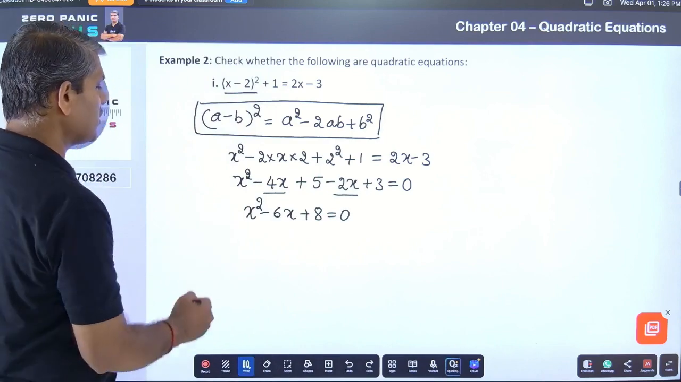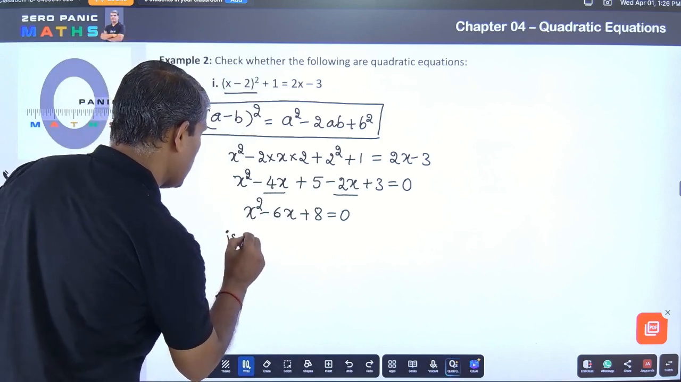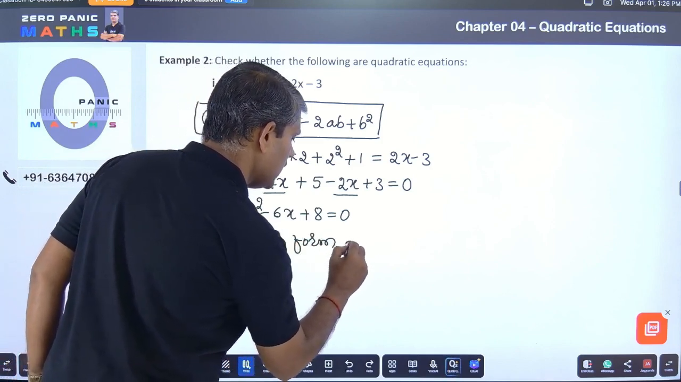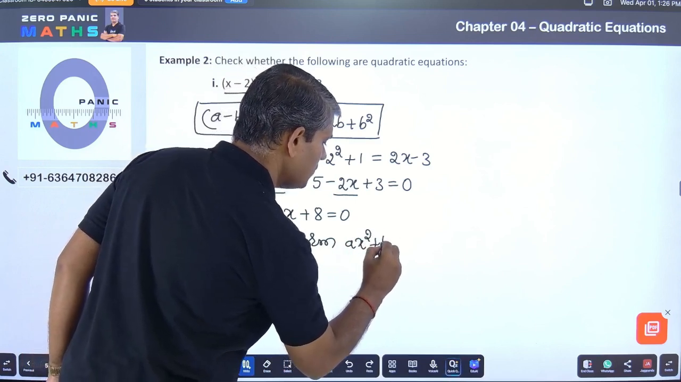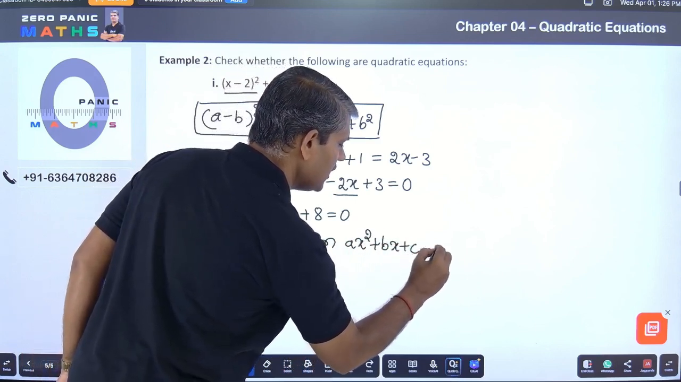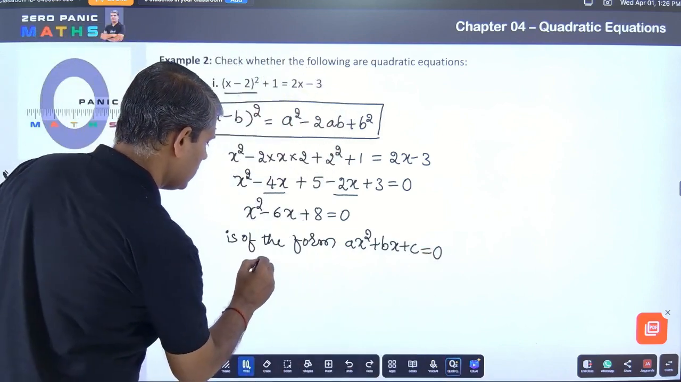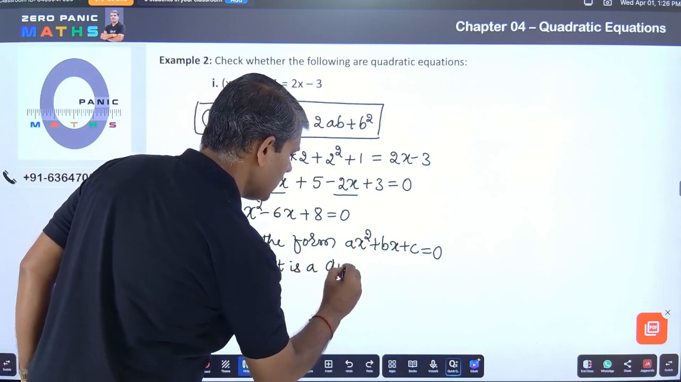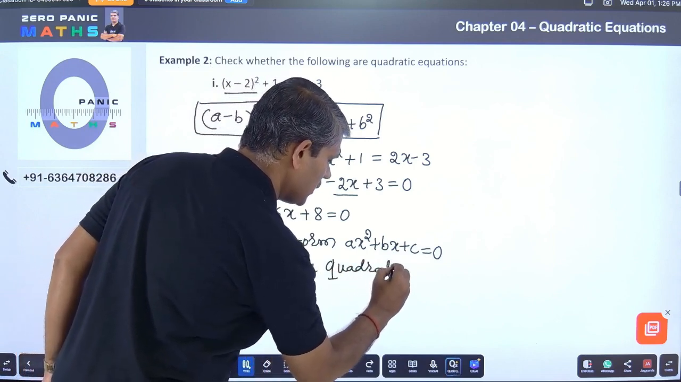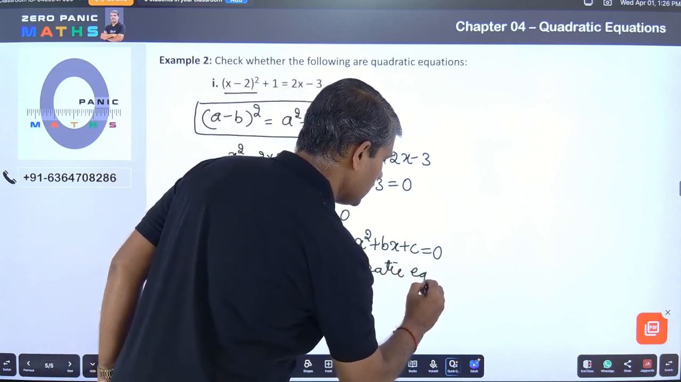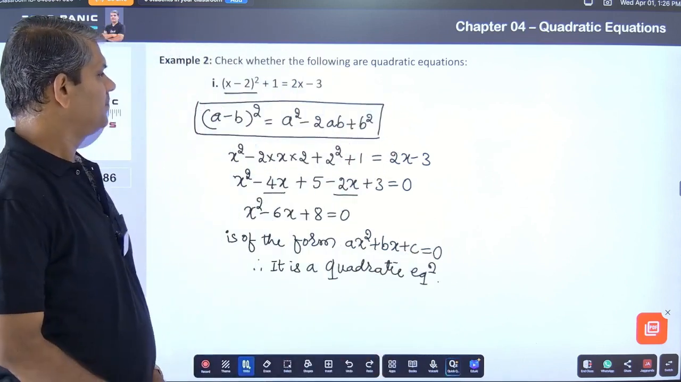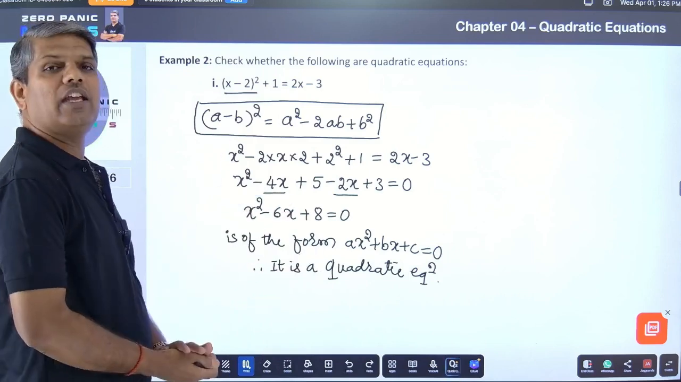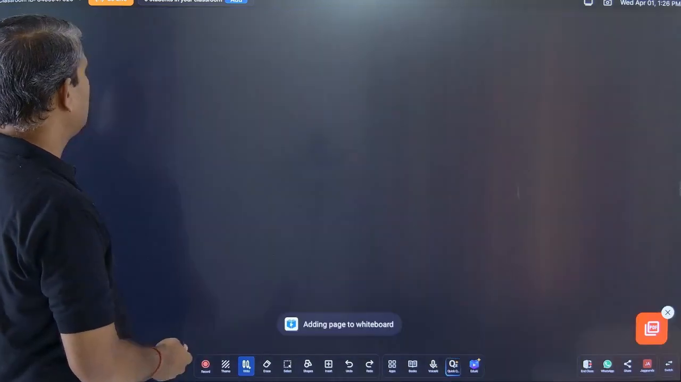It is a quadratic equation because it is of the form ax square plus bx plus c is equal to 0. Therefore, it is a quadratic equation. You need to write this at the end. It is a quadratic equation. Done. So this much only we have to prove, that it is a quadratic equation. Okay, let us quickly see the next example.